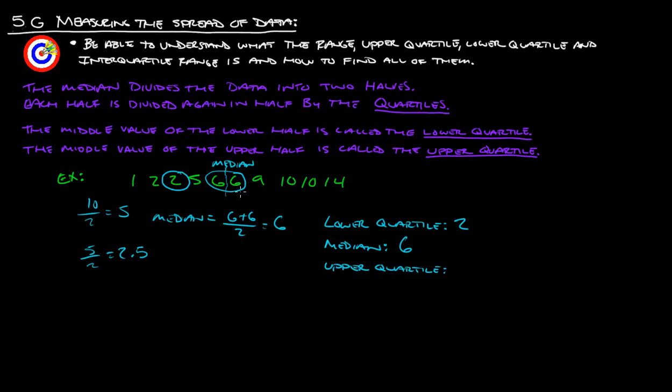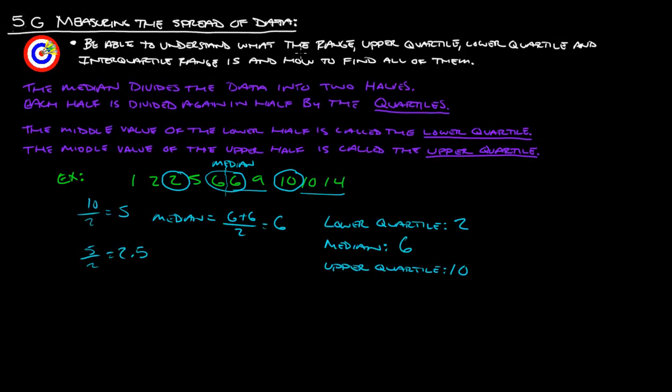And then the exact same thing with the upper quartile. There's 5 pieces here. 2.5 are below, 2.5 are above, so really that means 2 are below, 2 are above, and that number in the middle there is the upper quartile. So that's how to find the lower quartile and the upper quartile, and of course the median.